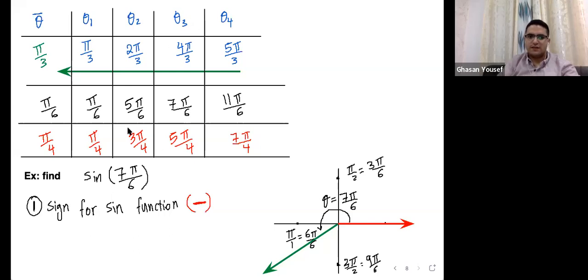Now, second step. What's the reference angle for 7 pi over 6? Go back to this table.